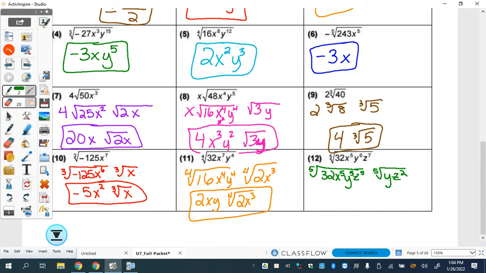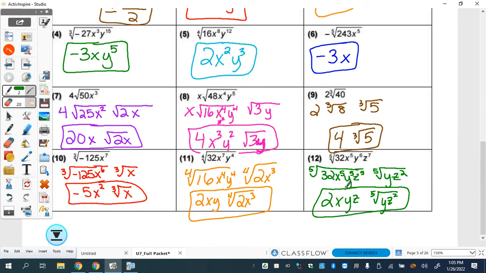So the 5th root of 32 is 2. 2xyz. And then it's the 5th root. And then it's yz squared. Oh my. Very nice. All right.